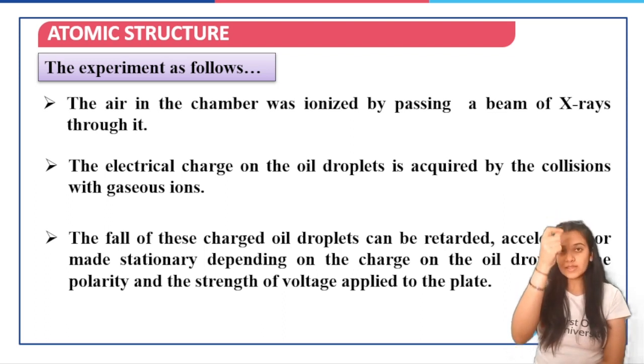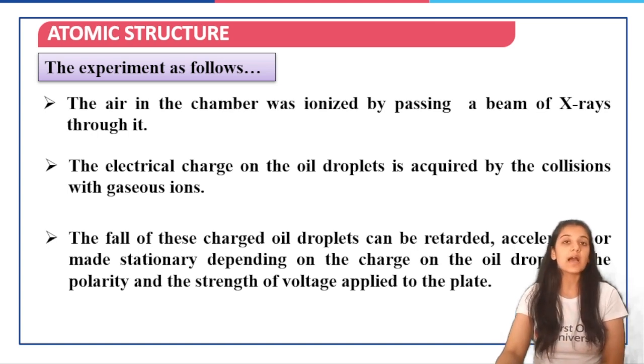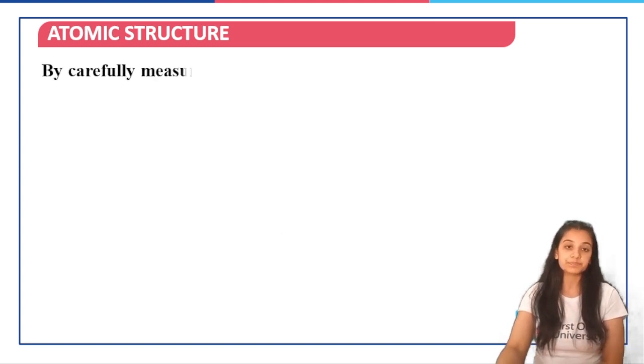By making the oil droplets fall, we were finding out the mass of the oil droplet, but the rate at which it was falling could be increased, decreased, or made stationary by changing the charge on the oil droplet along with the polarity and the strength of the voltage that was being applied onto the plate.